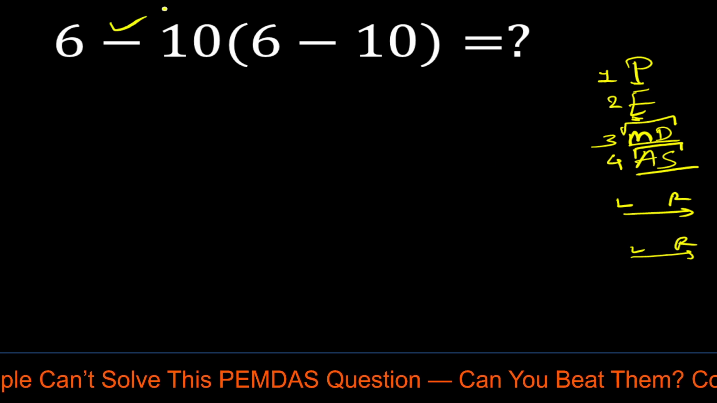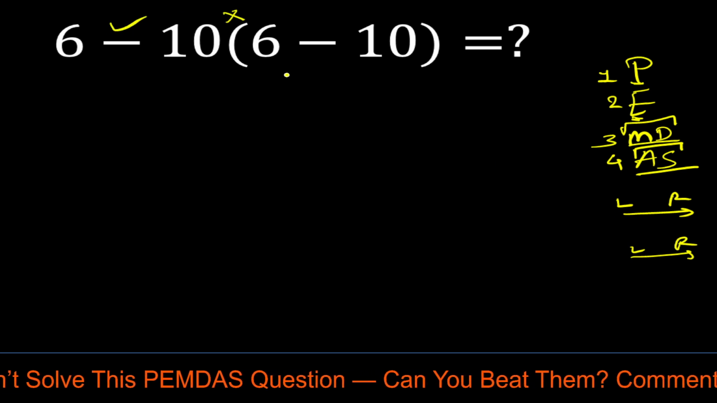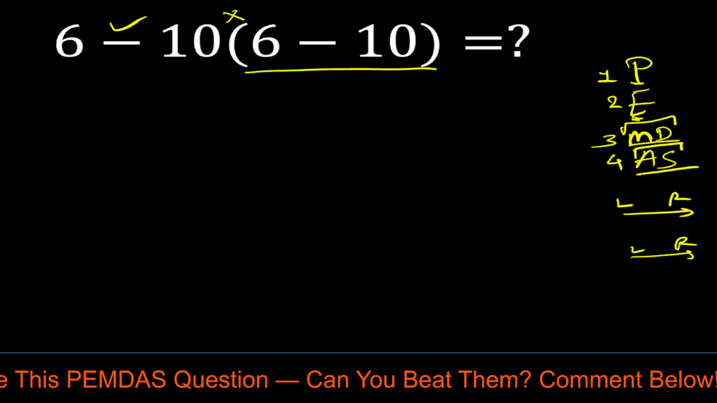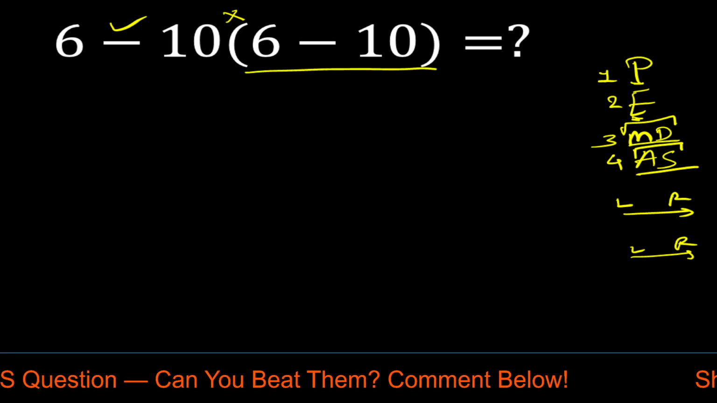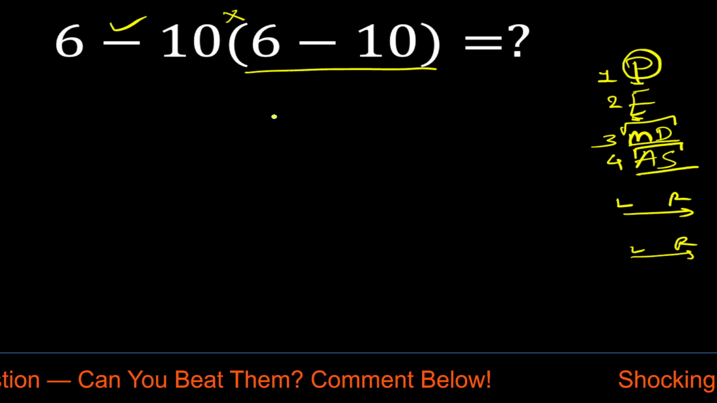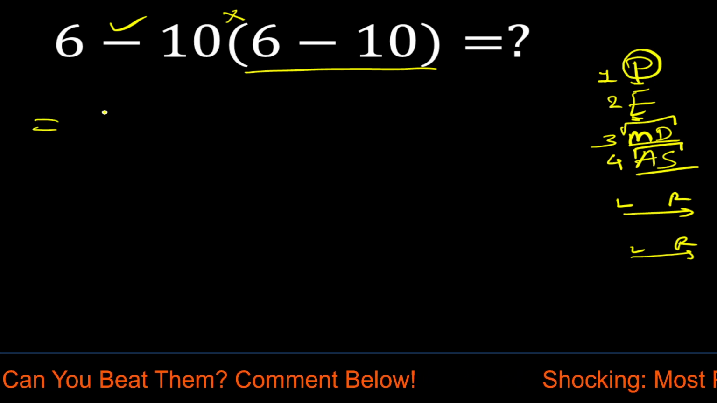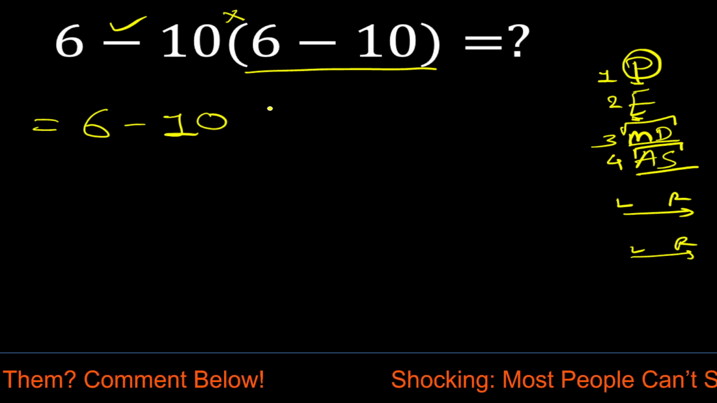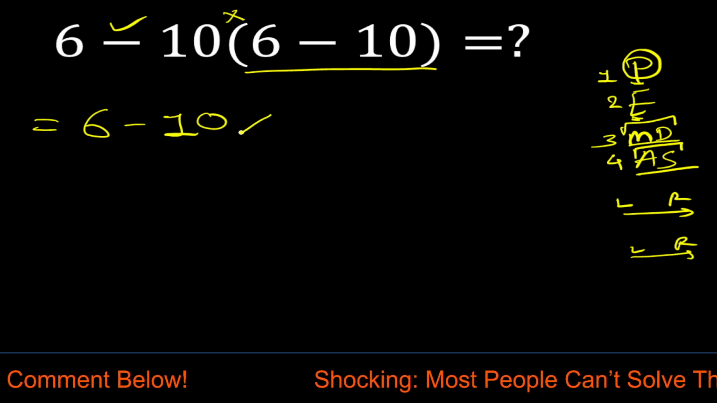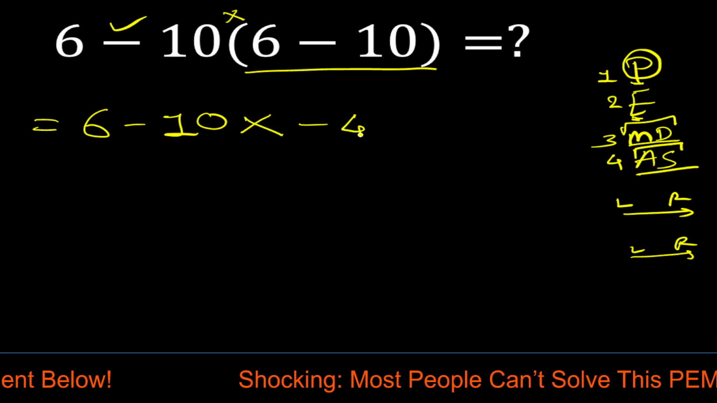So in this question, here we have subtraction, here multiplication, and here we have one parenthesis, right? So according to PEMDAS rule, first we have to solve parenthesis. So now 6 minus 10. Now solve this parenthesis. 6 minus 10 is equal to minus 4. So times minus 4, right?